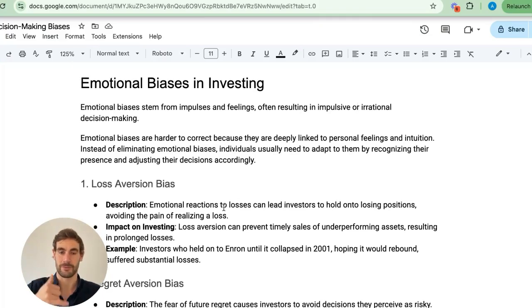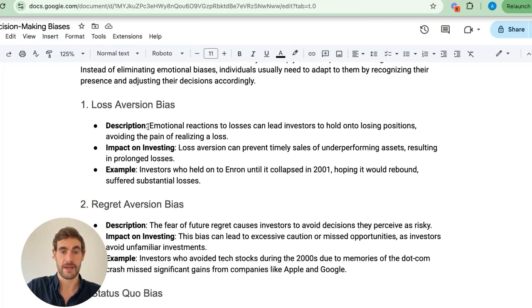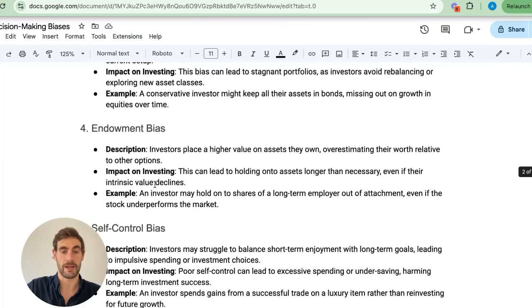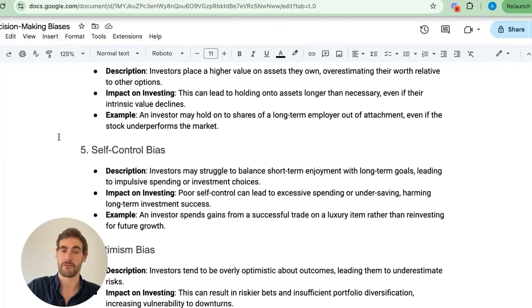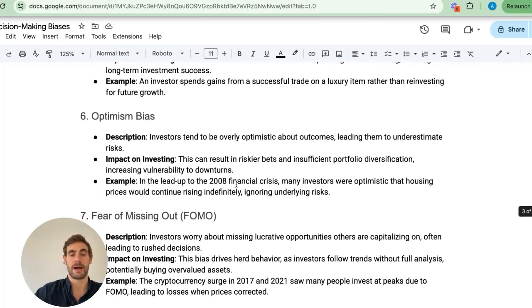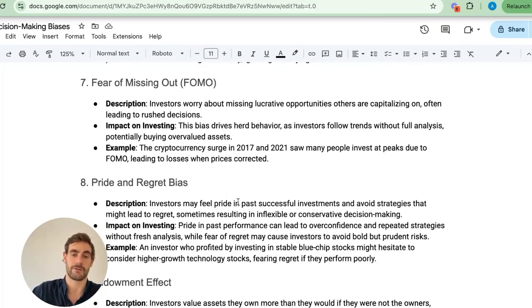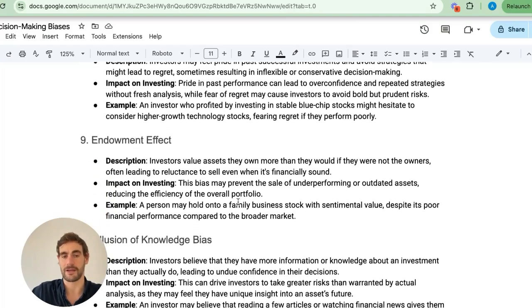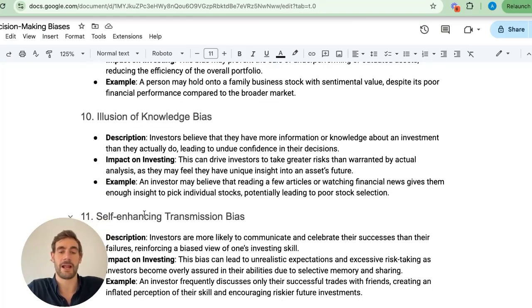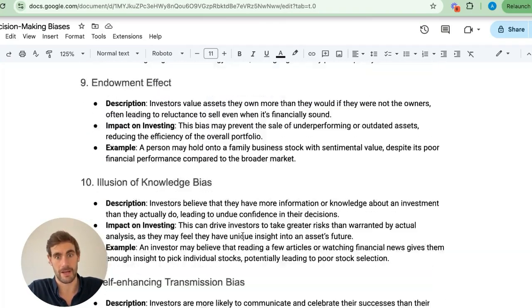Okay, let's continue. The first one is the loss aversion bias. The second is the regret aversion bias. The third is status quo bias. The fourth is endowment bias. The fifth is self-control bias. Sixth, optimism bias. Seventh, fear of missing out. Eighth, pride and regret bias. Nine, endowment effect. 10th, illusion of knowledge. 11th, self-enhancing transmission bias. And 12, emotional attachment bias.